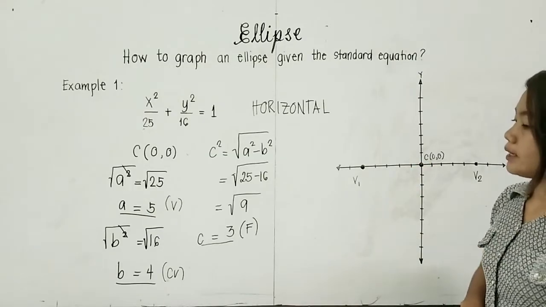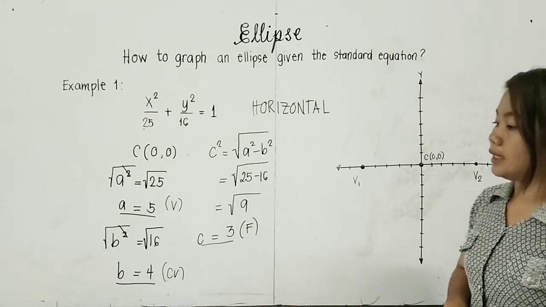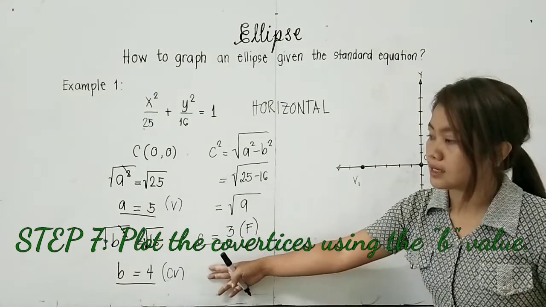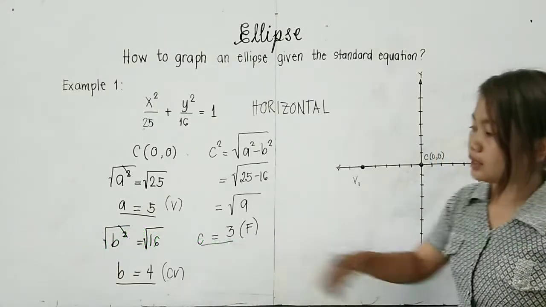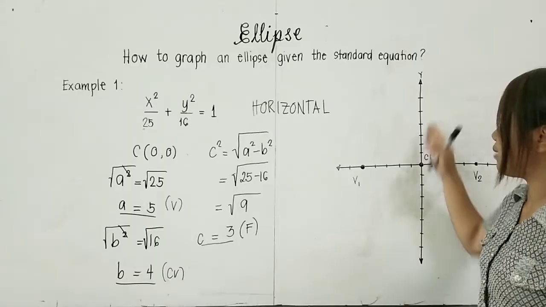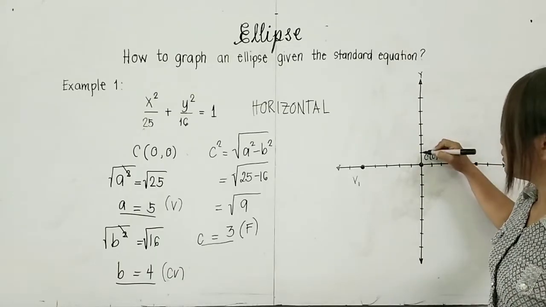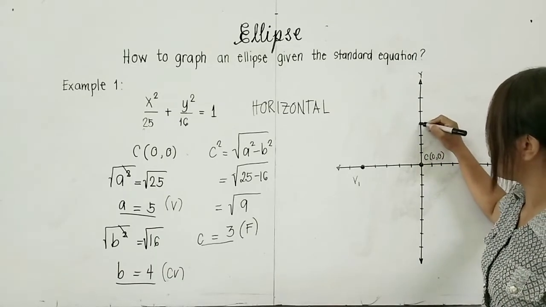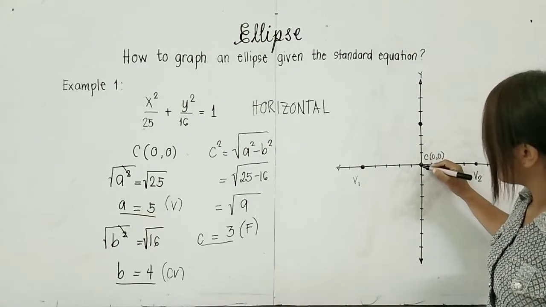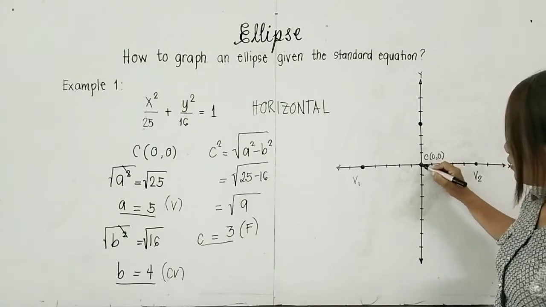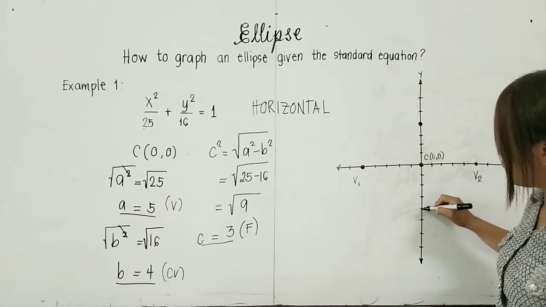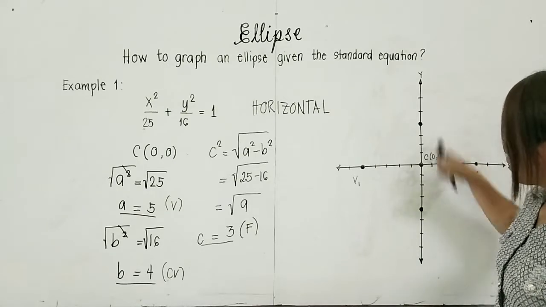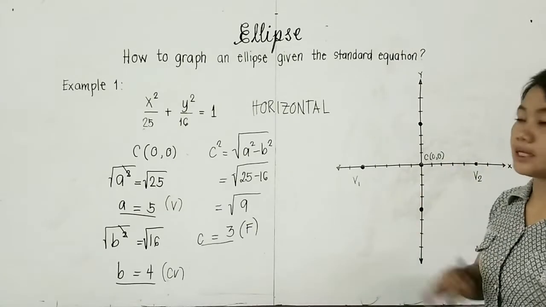So that's correct. Next, we will locate our co-vertices. So b is equal to 4. So we have to count 4 units upward and downward. So 1, 2, 3, 4. Again, downward from the center, 1, 2, 3, 4. So these 2 points are the co-vertices of our ellipse.